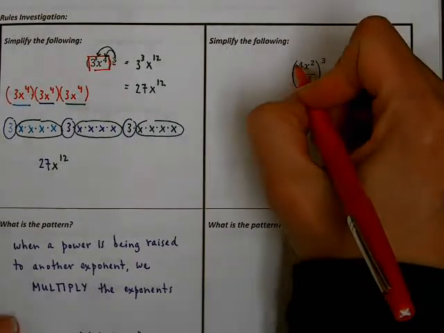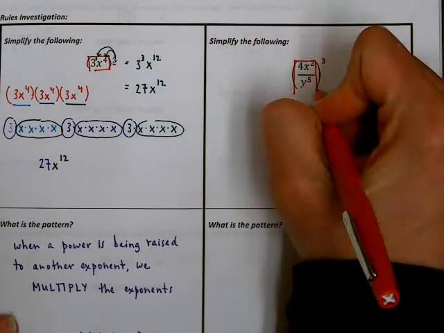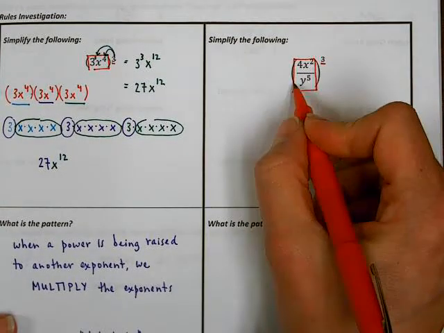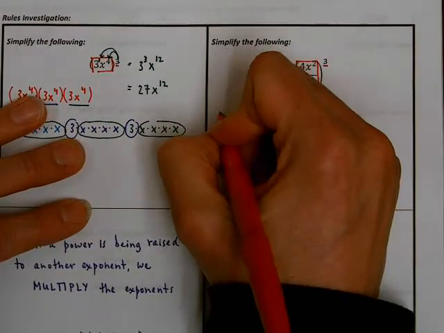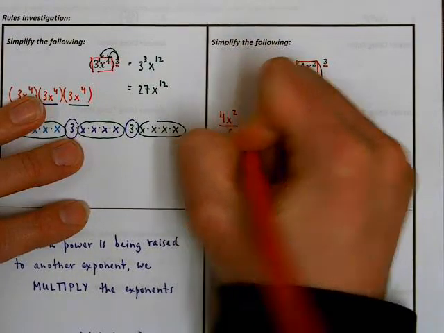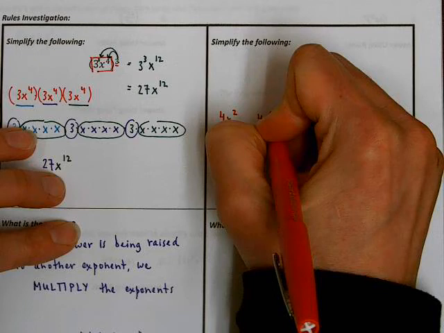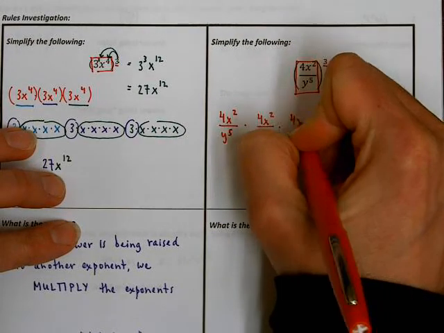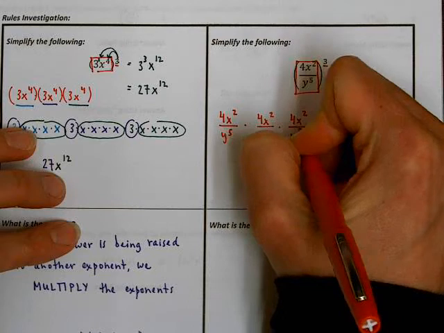So if I have this whole expression, and I'm raising it to the third, that means I'm going to write this, what's in the box, 3 times. So I have 4x squared over y to the fifth times 4x squared over y to the fifth times 4x squared over y to the fifth.